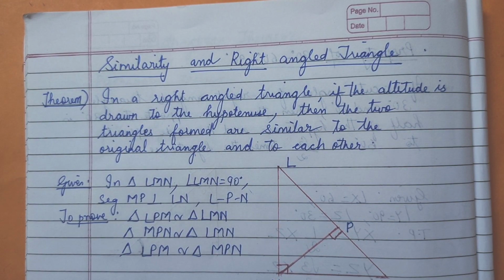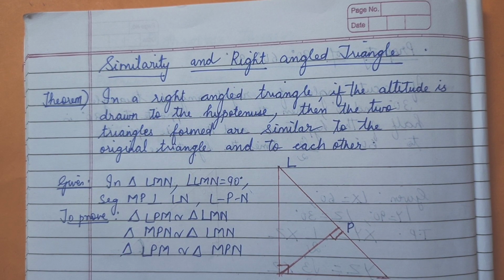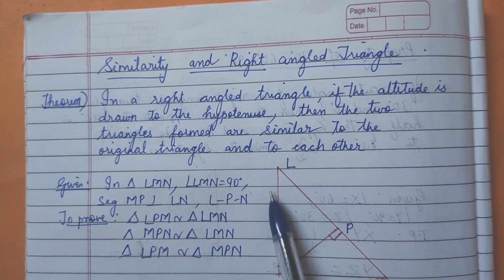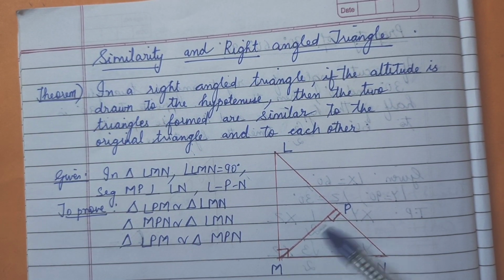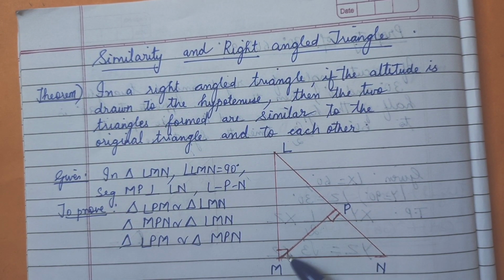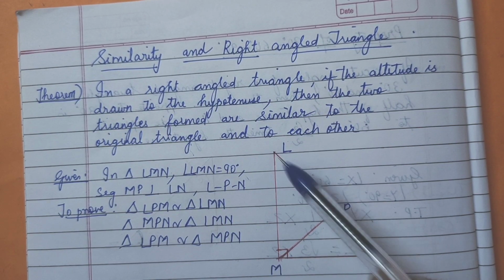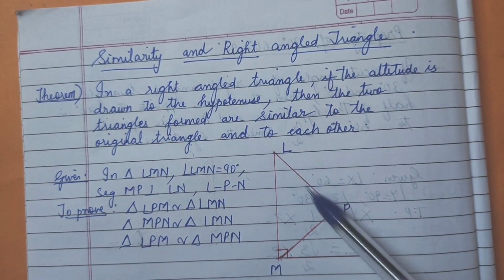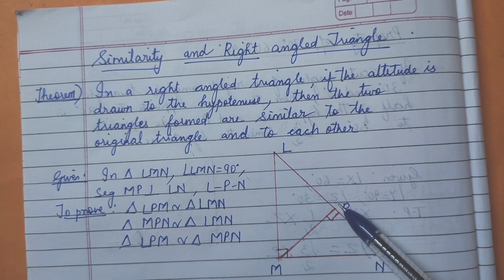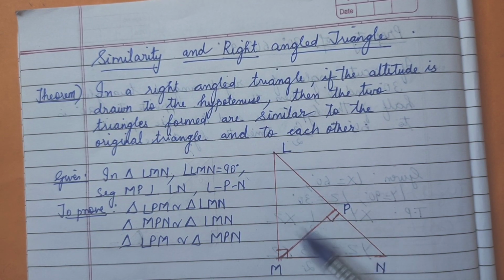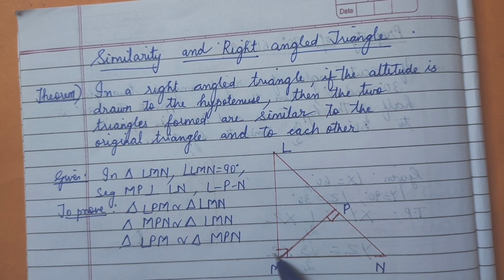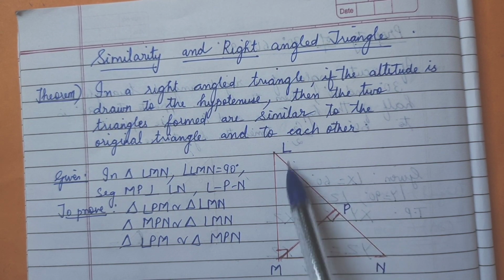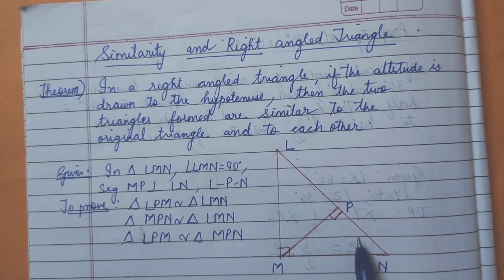Yes, the theorem. What does the theorem say? In a right angled triangle, if the altitude, you can see this is our right angled triangle. If the altitude, meaning this is the altitude MP, the segment altitude, is drawn to the hypotenuse, this is drawn on the hypotenuse, then the two triangles formed, that is, this smaller triangle, these two triangles formed are similar to the original triangle. What is the original triangle? The bigger triangle, and to each other.